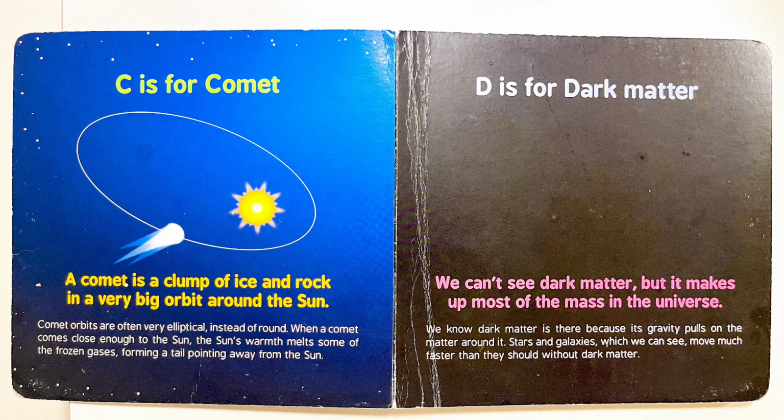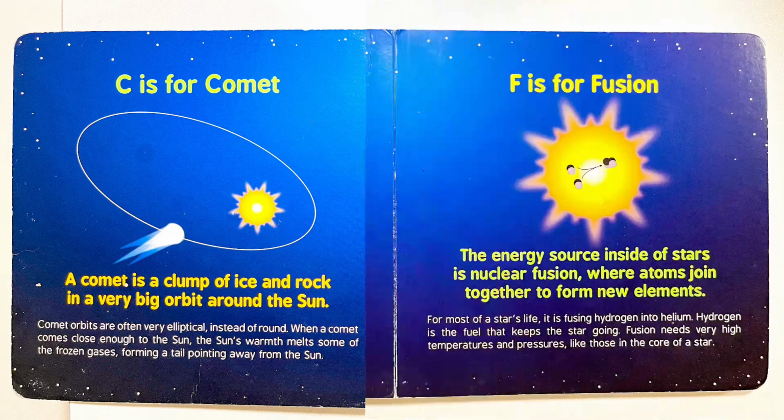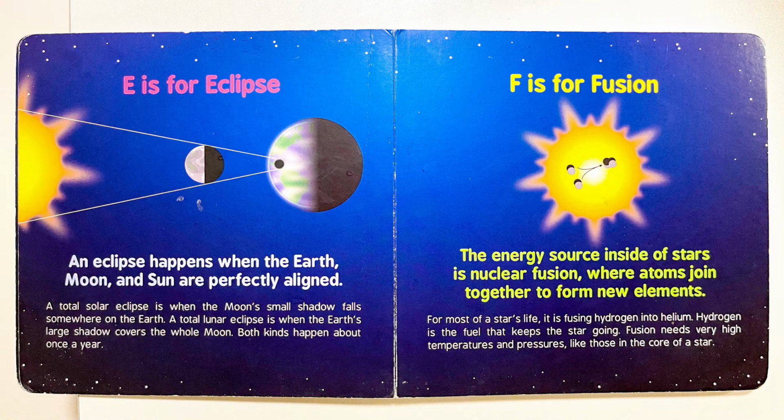C is for comet. A comet is a clump of ice and rock in a very big orbit around the sun. D is for dark matter. We can't see dark matter, but it makes up most of the mass in the universe. E is for eclipse. An eclipse happens when the Earth, Moon, and Sun are perfectly aligned.